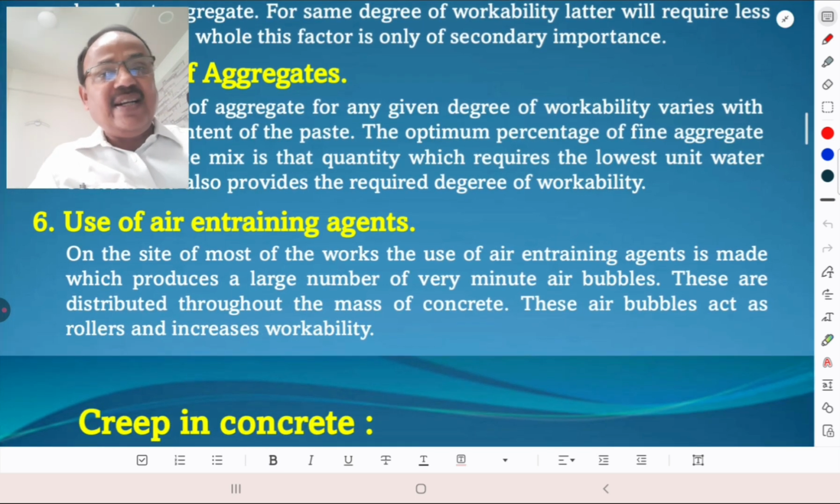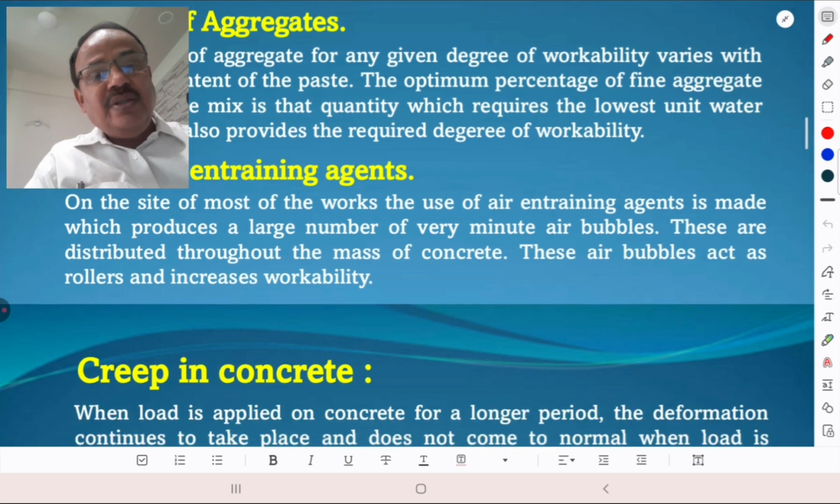Then use of air entraining agents. On the site of most of the works, the use of air entraining agents is made, which produces a large number of very minute air bubbles in the concrete. These are distributed throughout the mass of concrete, and these air bubbles act as rollers and increase the workability. This is the principle of air entraining agents.